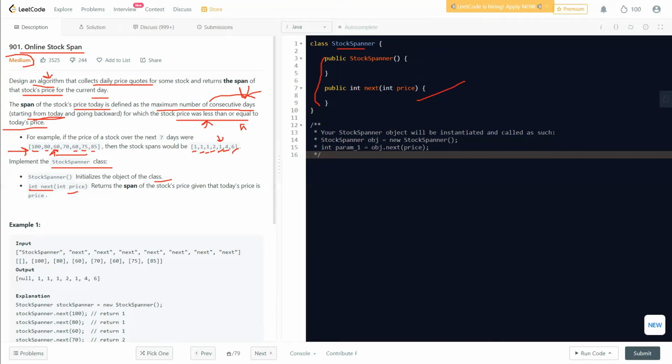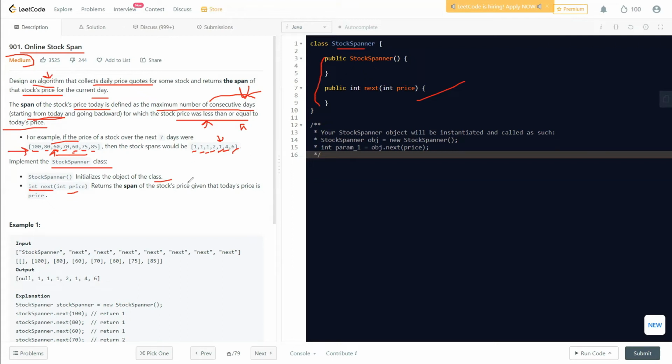Now the question is, if you see in this example where 60 is repeated, we are choosing only consecutive days. So do we need to look back beyond any day when there's no consecutive day found? The answer is no. That's exactly what we did for the case of 60 and 70. We didn't go back beyond 70 to check for a 60 that is less than or equal to 60, because that's not a consecutive day. That's why we didn't do that. That's a small hint.